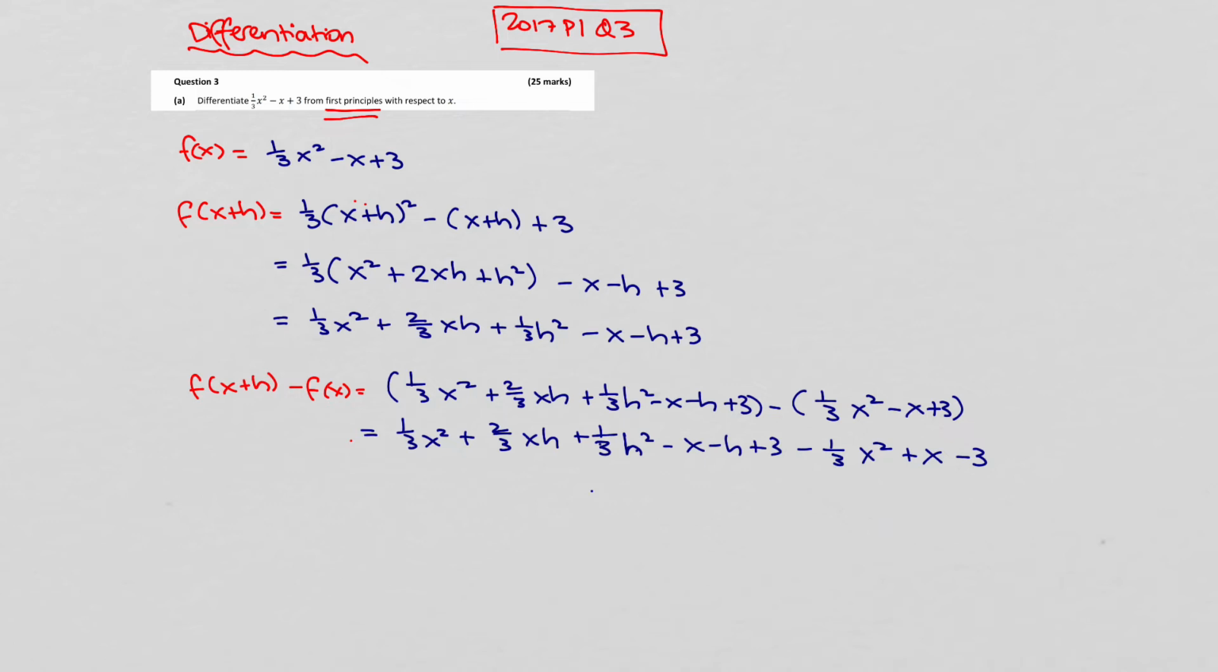So now what we want to see is are there any terms that we have the same but opposite sign? So we do. We have plus a third x squared minus a third x squared. And then we have minus x and plus x. And then we have minus 3 and plus 3. So then that will leave me with 2 over 3 xh plus a third h squared and minus h. So our next step then is to go and divide by h. So I'm going to go on to the next page for that.